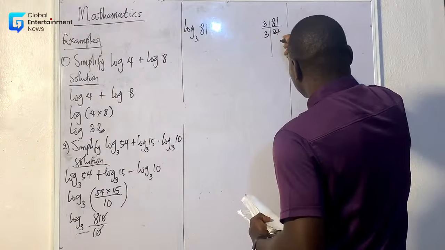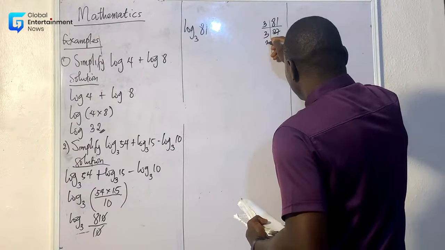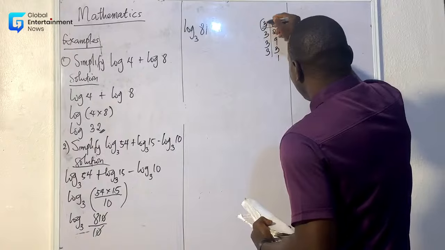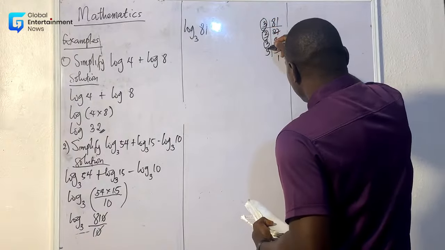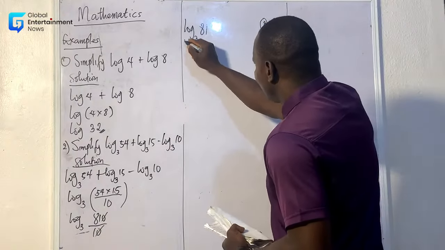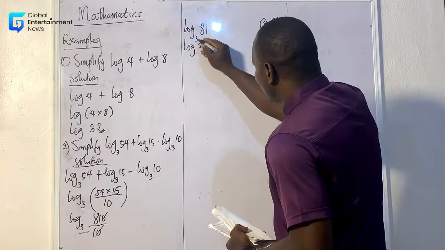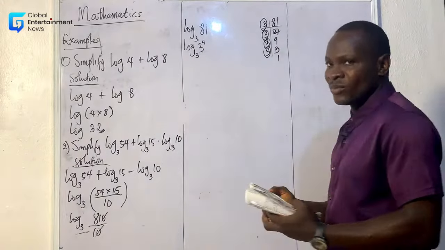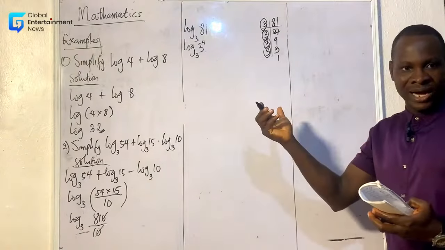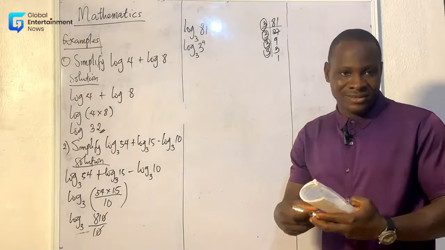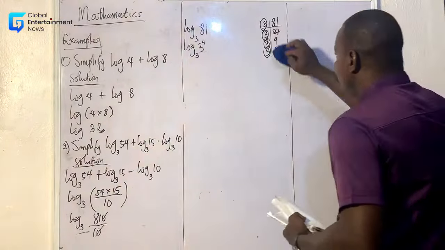27. 3 in 27, we have 9. 3 in 9, we have 3. 3 in 3, 1. That is, how many 3s do we have? 1, 2, 3, 4. That gives us log 3 raised to power 4 base 3. I believe you understand. I derive this. Okay, we've done something like this in indices before. Then what do you need to do?